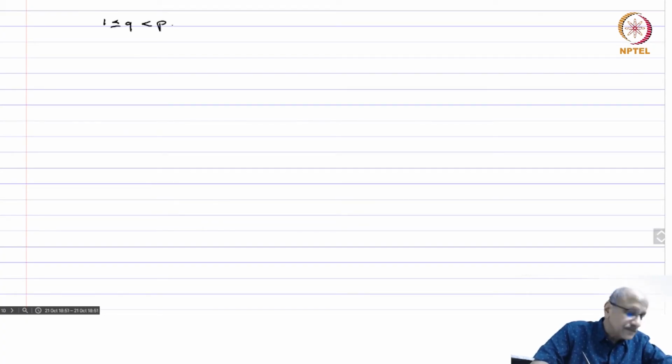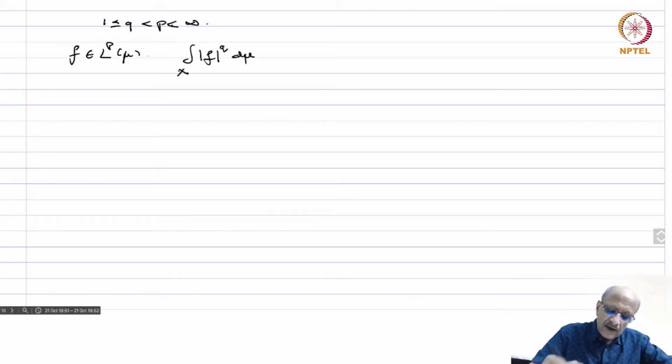So now let us prove it for any 1 less than or equal to q less than p, which is strictly less than infinity. Okay, so f is in Lp of mu. Now I am going to calculate the integral of mod f to the q d mu, and see if this is a finite quantity. I am going to apply Holder's inequality to this, where the first function is mod f to the q, the second function is 1.